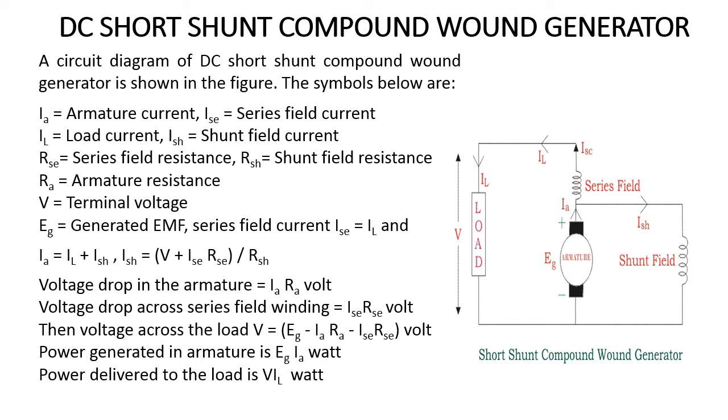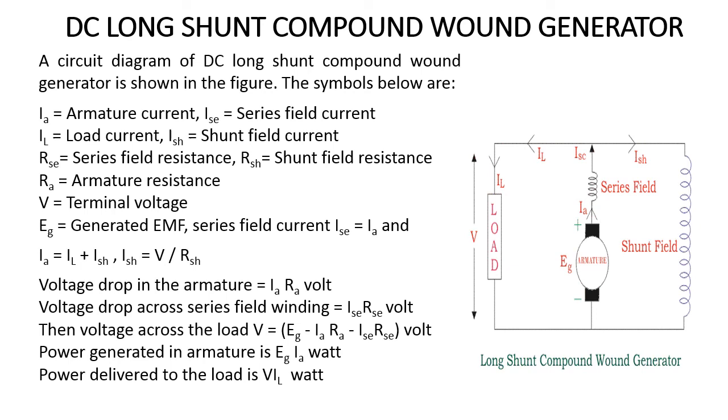So from the figure, series field current ISC is same as load current IL, and also Ia is equal to IL plus ISH. ISH is equal to V plus ISC RSC whole by RSH. Voltage drop in the armature is equal to Ia RA volt. Voltage drop across the series field winding is equal to ISC RSC volt. Then voltage across the load V is equal to Eg minus Ia RA minus ISC RSC volt. So similarly, power generated in armature is Eg into Ia watt. Power delivered to the load is V into IL watt.